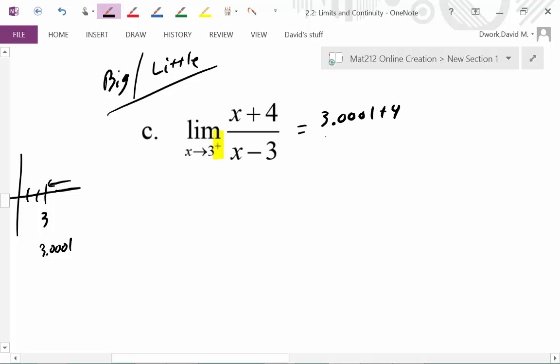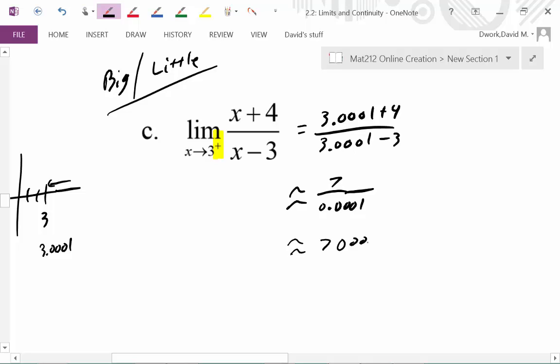3.0001 plus 4 divided by 3.0001 minus 3. Well, 3.0001 plus 4, that's about 7, right? That's pretty close to 7. Divided by, what's 3.0001 minus 3? Well, that's 0.0001. And if you were to do that in your calculator, you would see that it's going to be pretty big, right? Tens, hundreds, thousands, 10,000, I think it's going to be 70,000. Holy cow, that got really big.